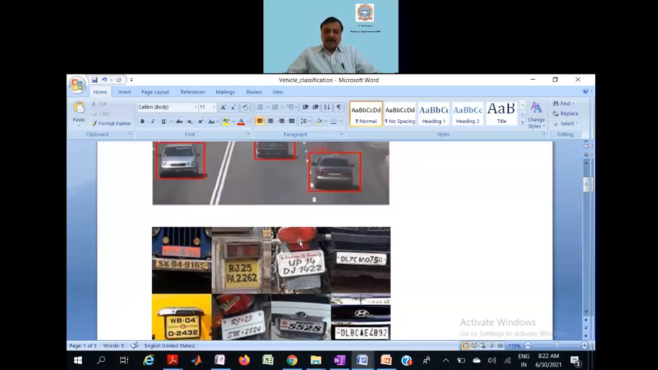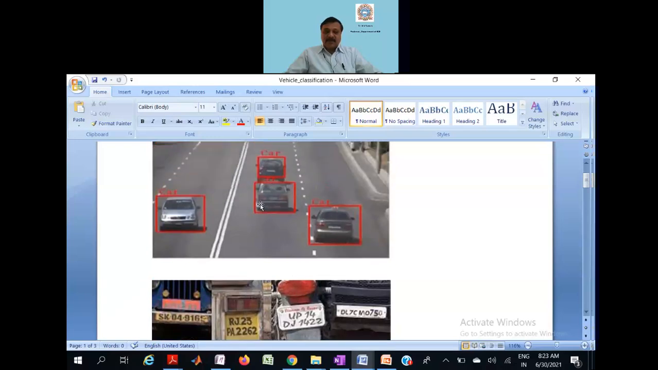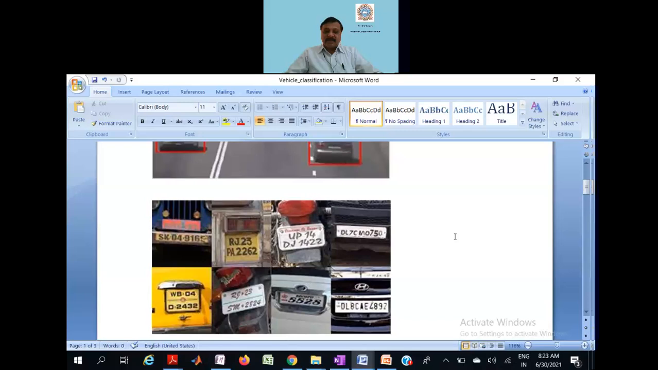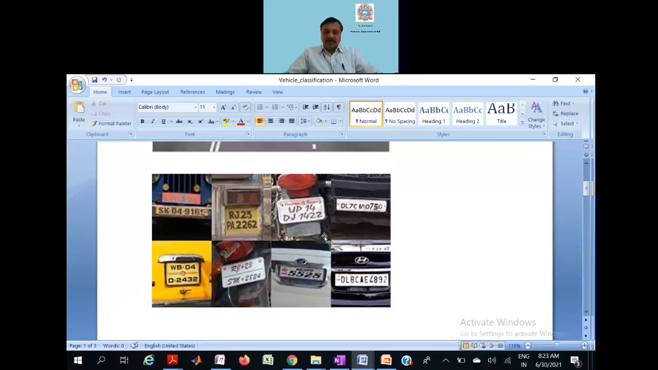So the complexity is slightly increased here. In the first case the complexity is just to identify the vehicle and count, whereas in the next case you should not only detect that there is a vehicle, you should localize the license plate region. That means I should see the license plate region, then separate the vehicles depending on the color background.